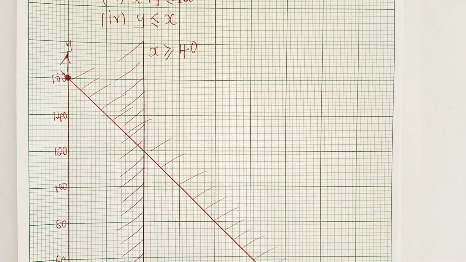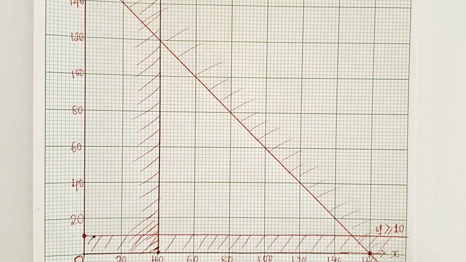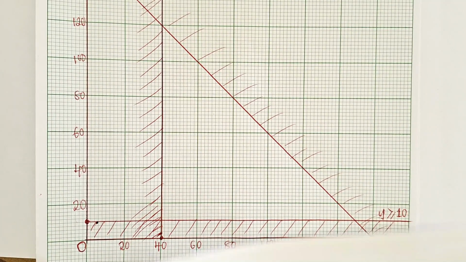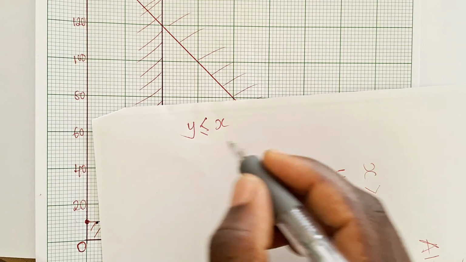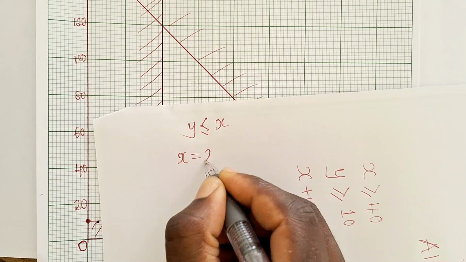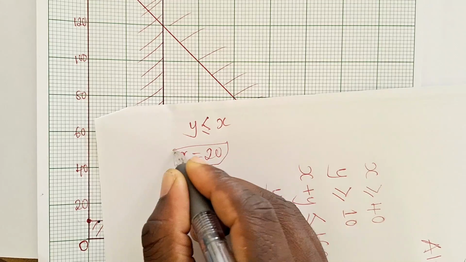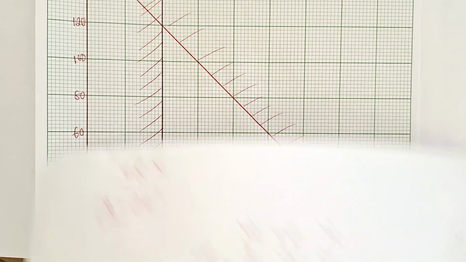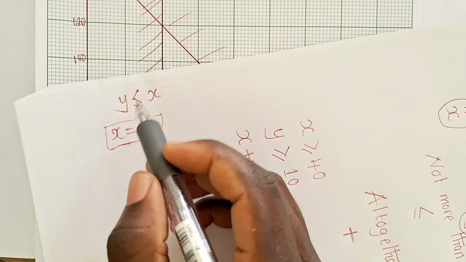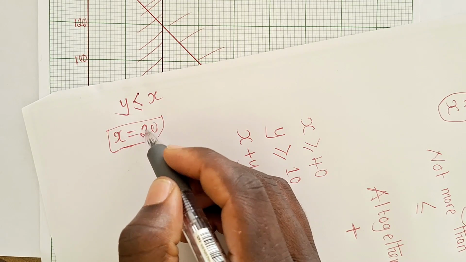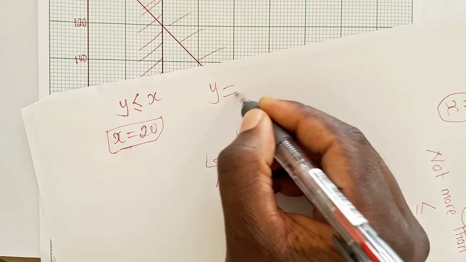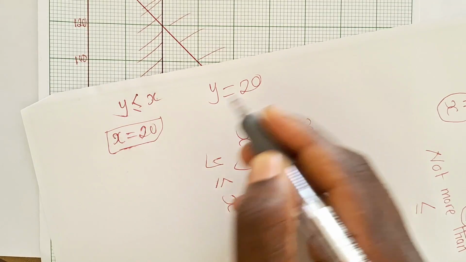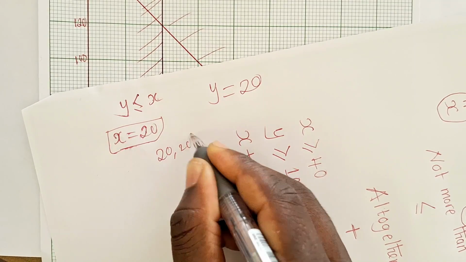I'll pick any of the numbers here on the x-axis. This is 40. I'll pick 40 and 60, or I'll pick 20. So let's say x is equal to 20. I've picked a number here. I'll put it in this formula, in the inequality. So when x is equal to 20, what would be y? So y will also be equal to 20. When you put 20 here, y will be equal to 20. So it will pass at 20, 20.